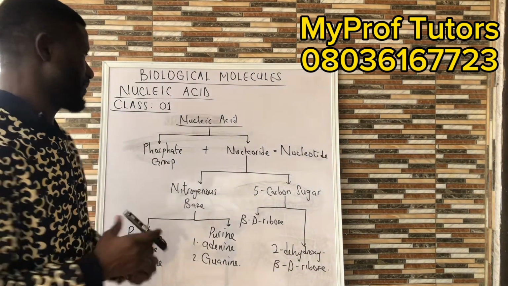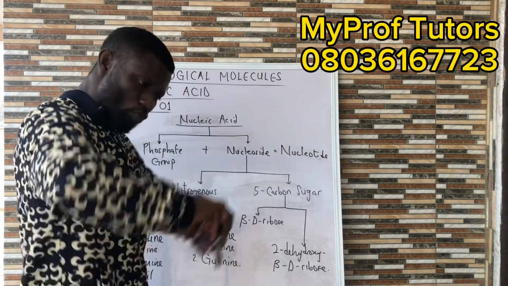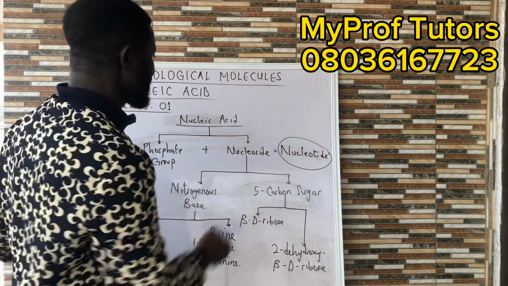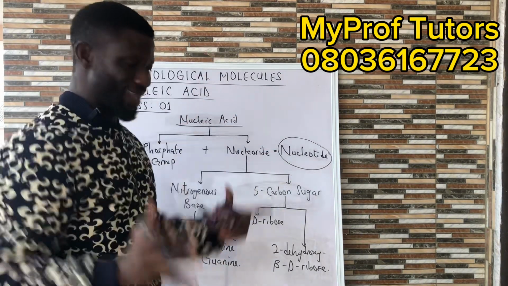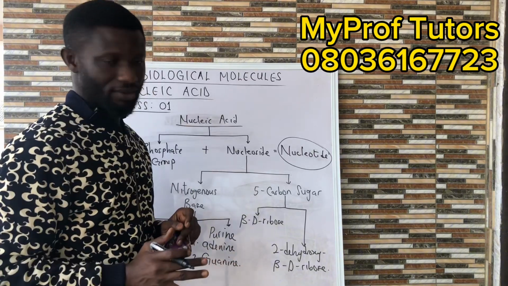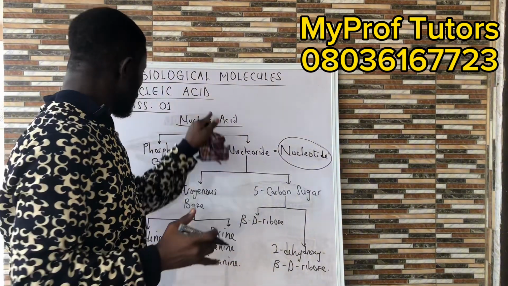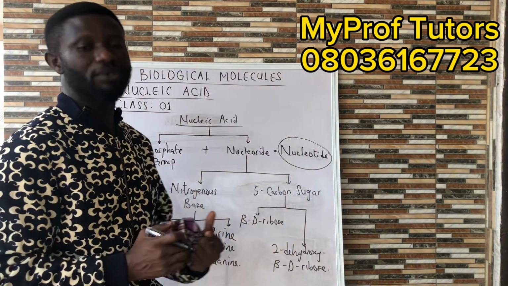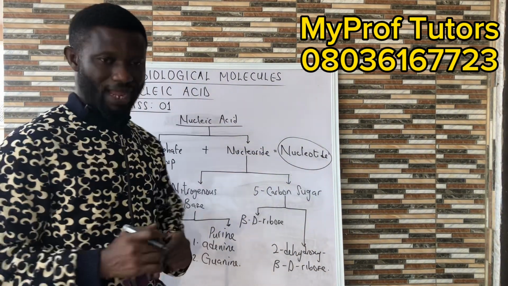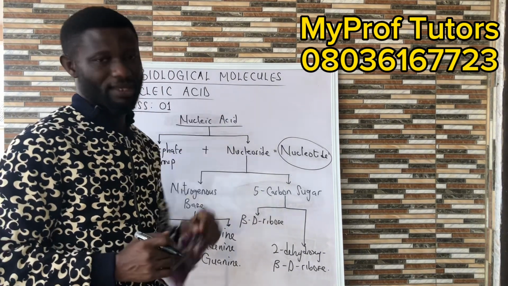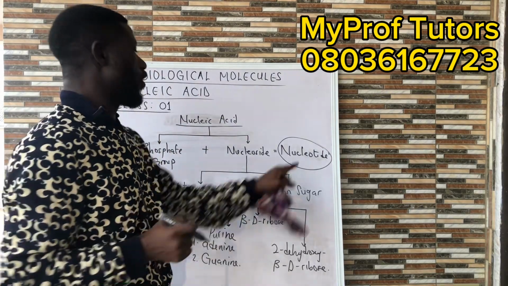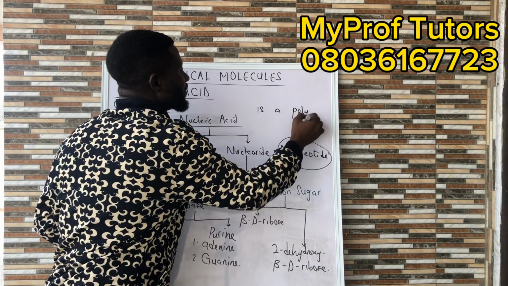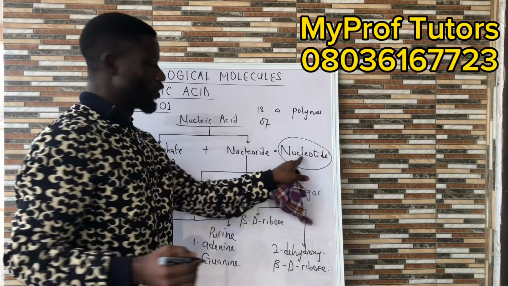What is now nucleic acid? The building block, what we use to build nucleic acid, is the nucleotide. That means when nucleotides join together, they give us nucleic acid. The bond that joins nucleotides together will be described in the next video. So what is nucleic acid? Nucleic acid is simply a polymer of nucleotide.